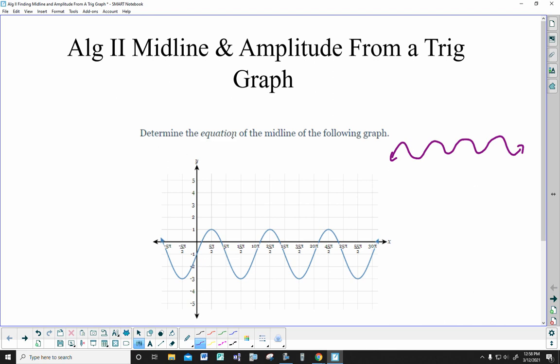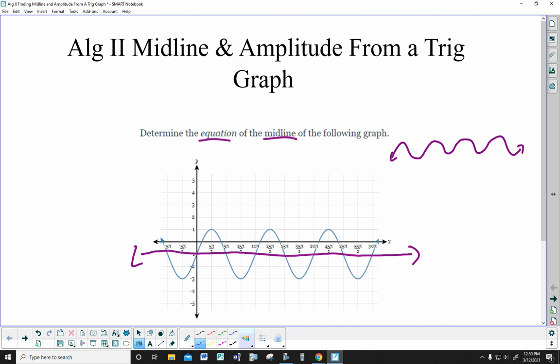The midline, first it's looking for an equation of the midline. So the midline is the middle. Where's the middle of the graph? The middle of the graph, to me, is running right here. This would be the middle, because there are 1, 2 units above and 1, 2 units below. So this would be the middle of the graph.